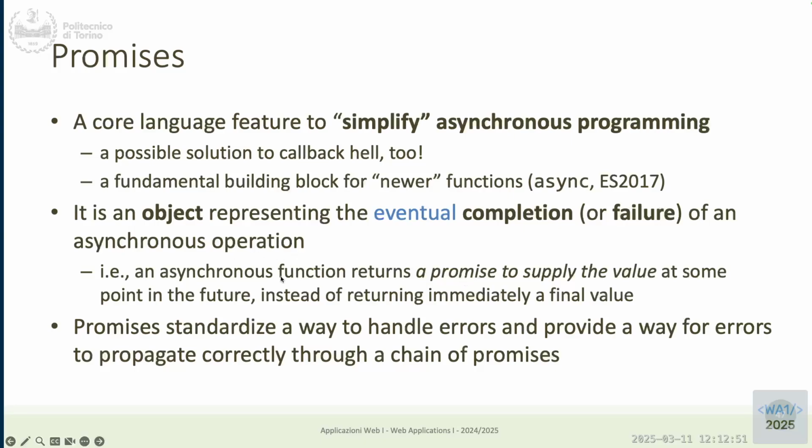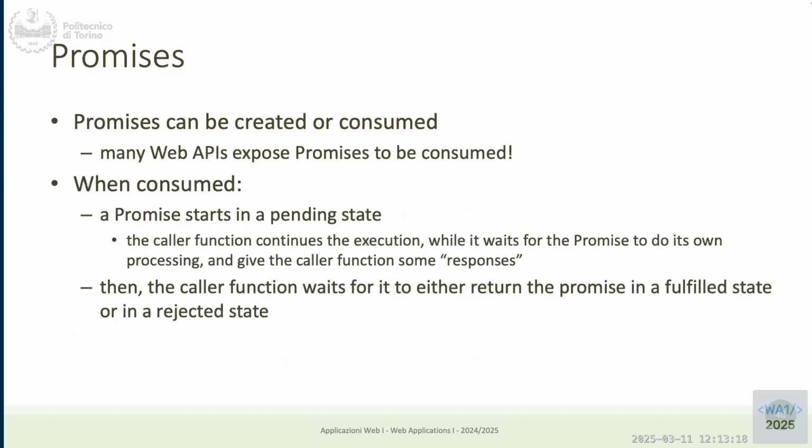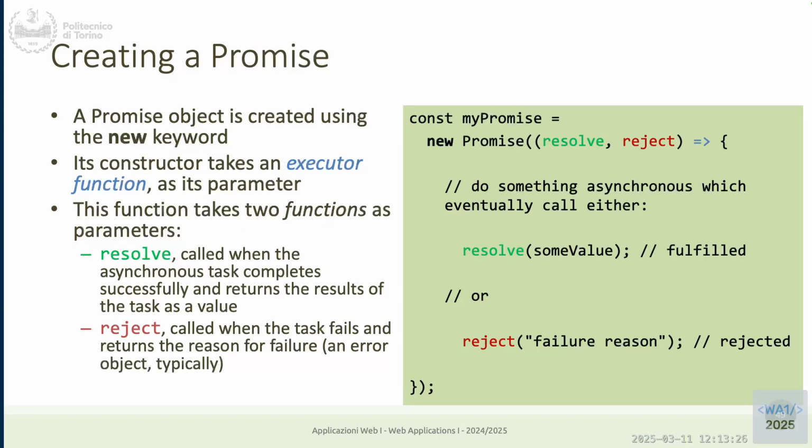And an asynchronous function, like the method getAnswer, instead of just requesting a callback, will instead return a promise to supply the value at some point in the future. So the promise is the object in which we will register the callback in a standard way. Let's see how it works, because it's simpler to see.